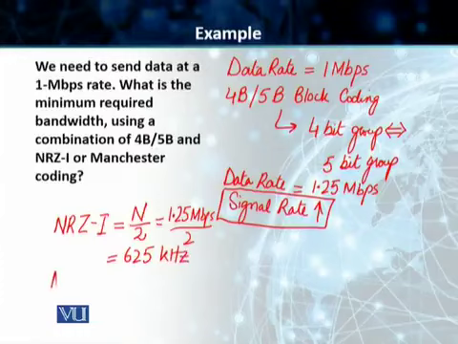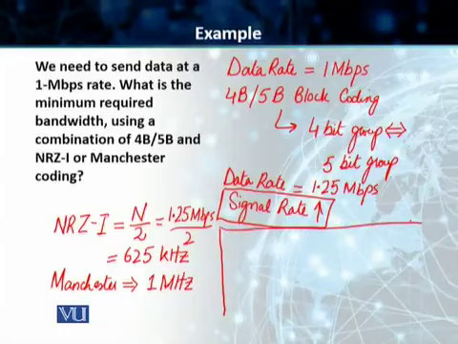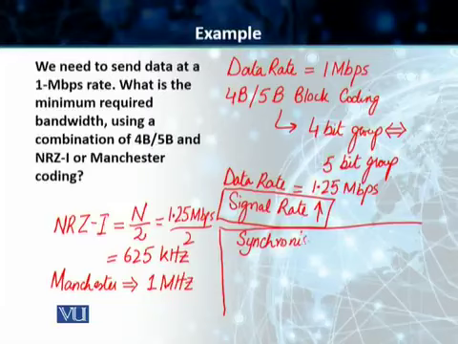Students, याद कीजिएगा, Manchester, which is once again an example of biphase line coding scheme, it requires a minimum bandwidth of 1 megahertz. So students, summarize करेंगे इस पूरी discussion को of block coding. As you saw, using block coding, we have solved the problem of synchronization that we had in NRZ-I line coding scheme. So this is solved.